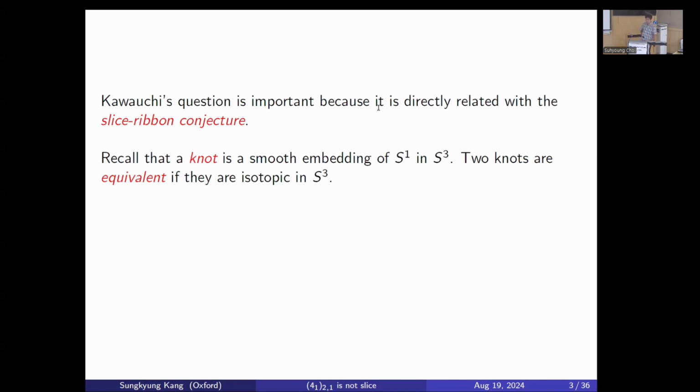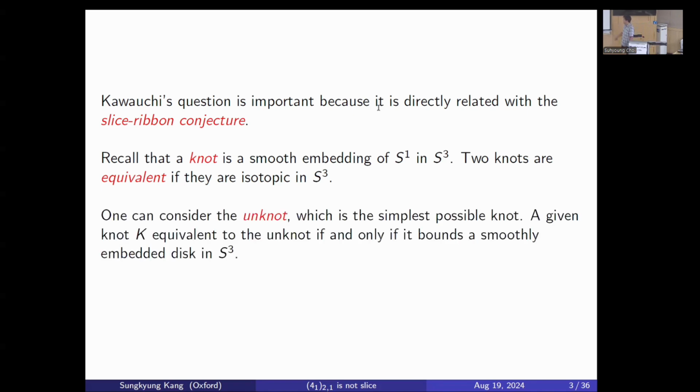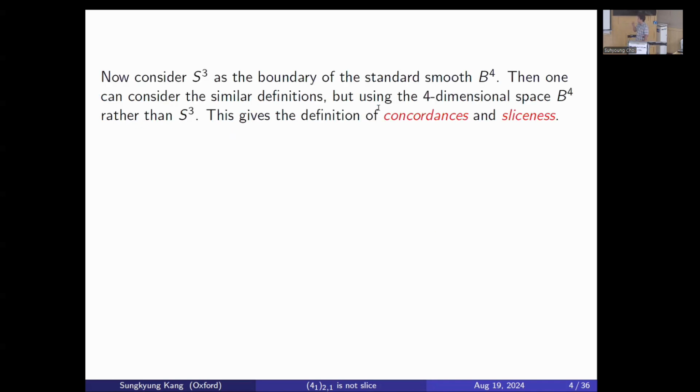We say that two knots are equivalent if they're ambient isotopic in S3. And if you consider whether a knot bounds a disk inside S3, that uniquely characterizes the unknot, right? If it bounds a disk, then it's an unknot, and the unknot bounds a disk.